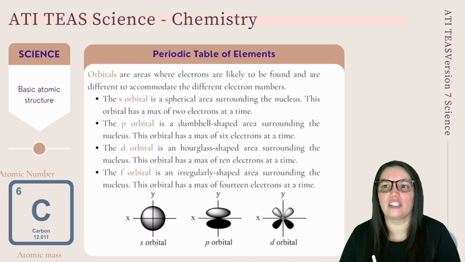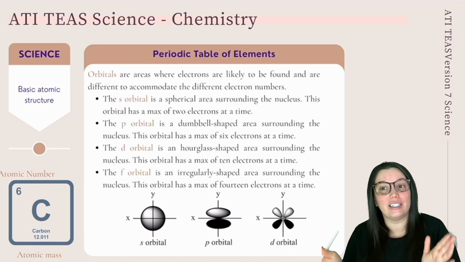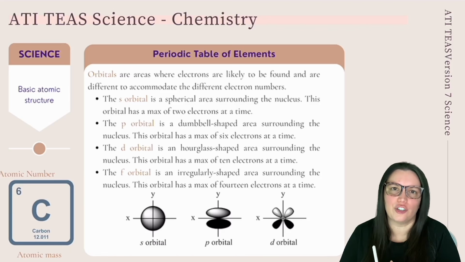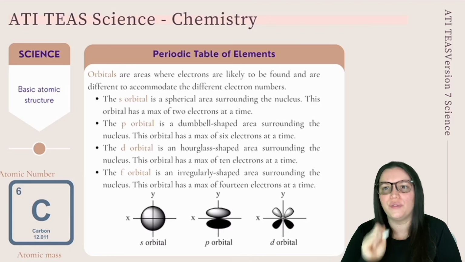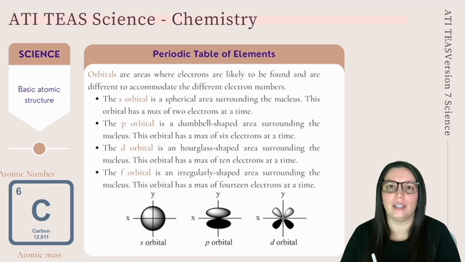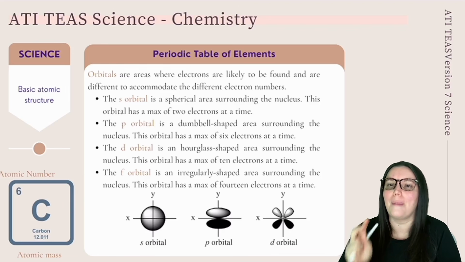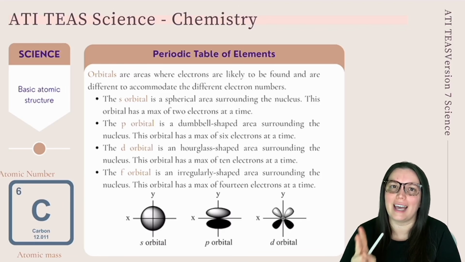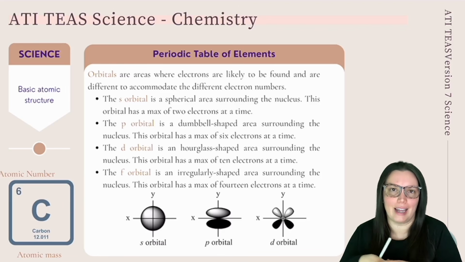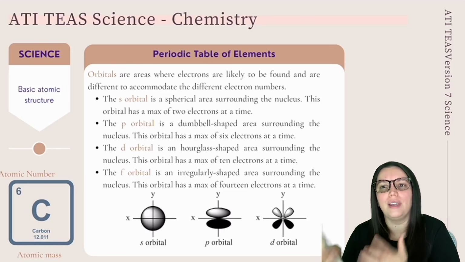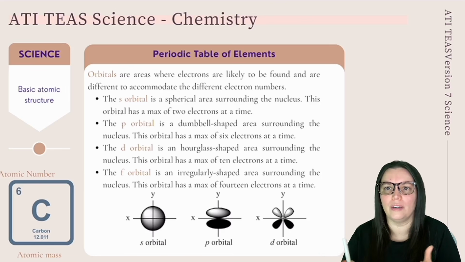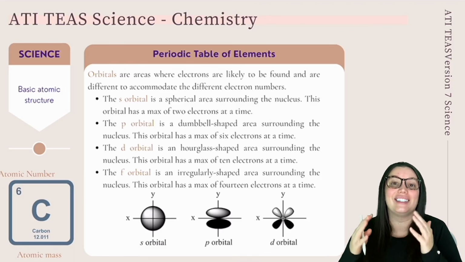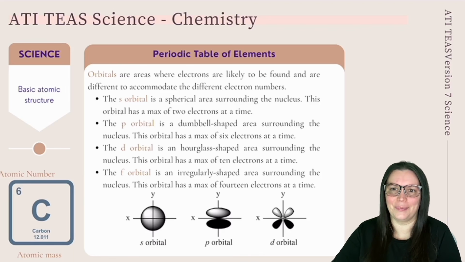Orbitals are areas where electrons are likely to be found and are different to accommodate the different electron numbers. So we begin by looking at our s orbital. That is more of a spherical area that surrounds the nucleus. The orbital is allowed to have a maximum of 2 electrons at a time. That's it. That's the max that it can have. Then we have p orbitals, and these are more of a dumbbell-shaped type of orbital, and they can have a max of 6 electrons at a time.